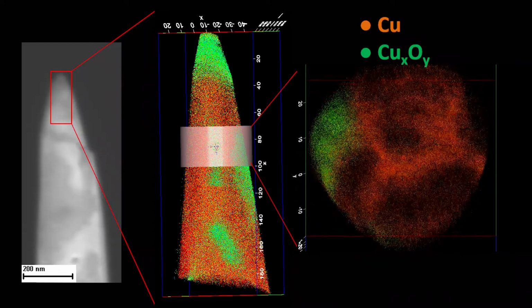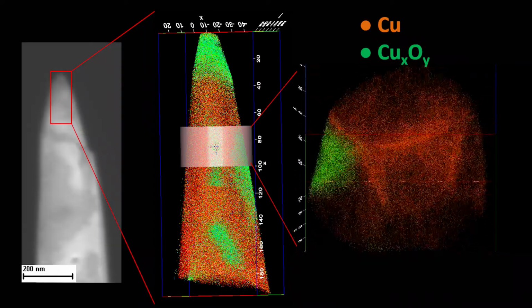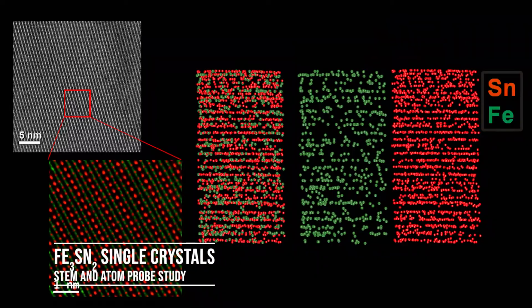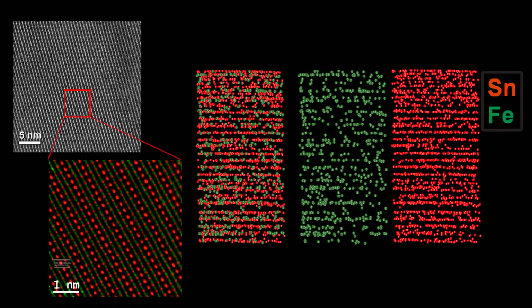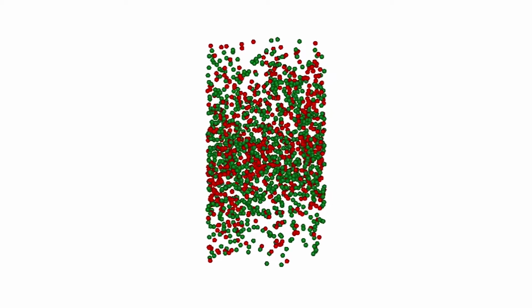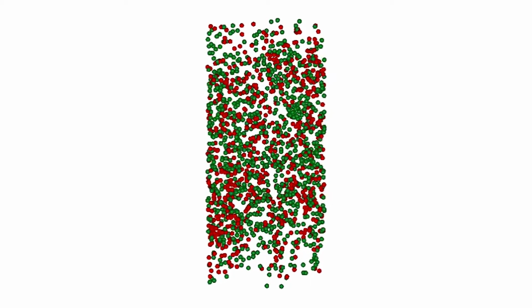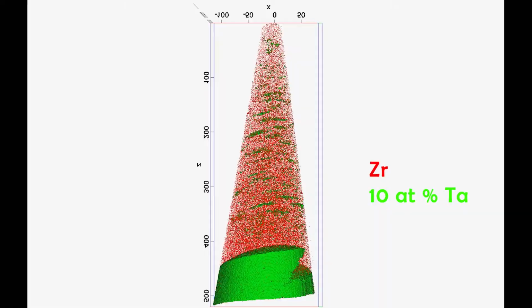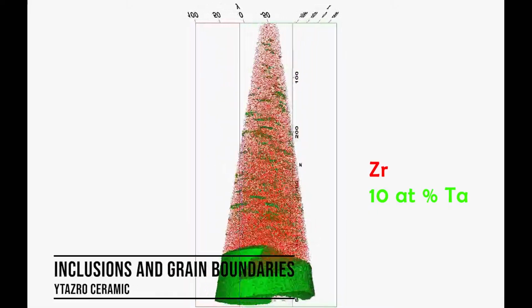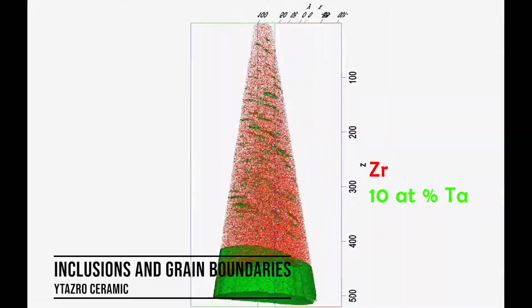Atom probe tomography gives sub-nanometer composition and structure resolution with parts per million sensitivity across the whole periodic table. It's a great technique for studying bulk composition, interfaces, grain boundaries, composition fluctuations, precipitates, dopant clustering, and so on.